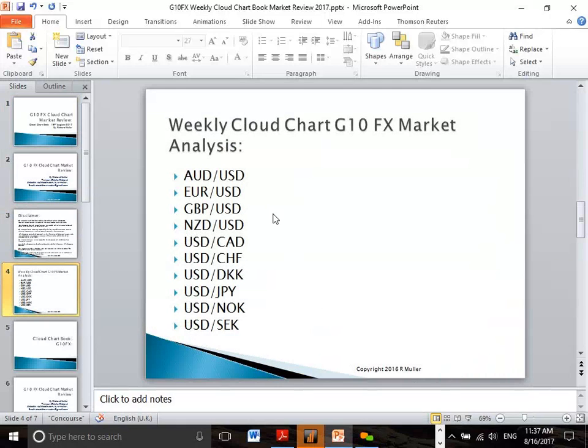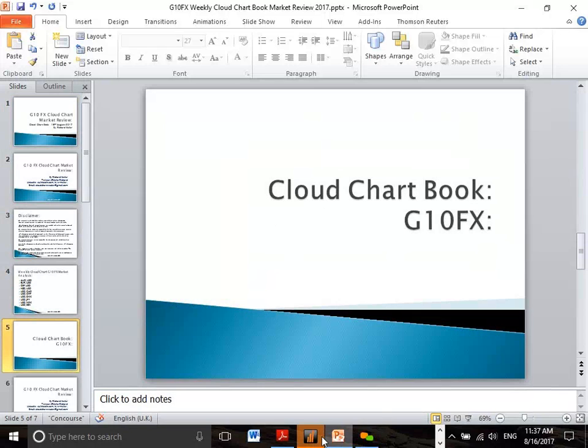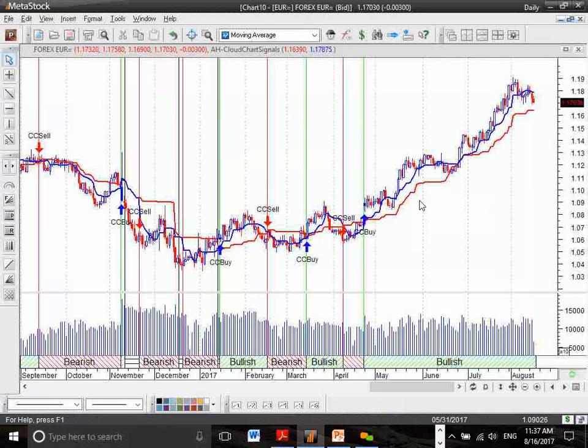So these are the currency pairs we'll be covering, the G10 main currency pairs from an Ichimoku Cloud Chart perspective. So I'm going to jump straight into the MetaStock platform this time. And we're going to look at the Ichimoku Cloud Chart buy and sell signals of each respective currency pair. Now we'll start off with the Euro-US dollar.